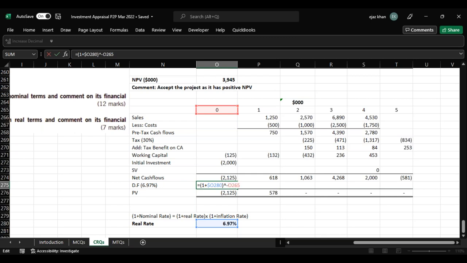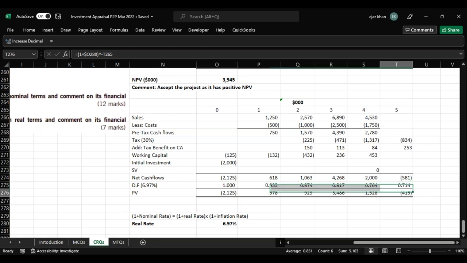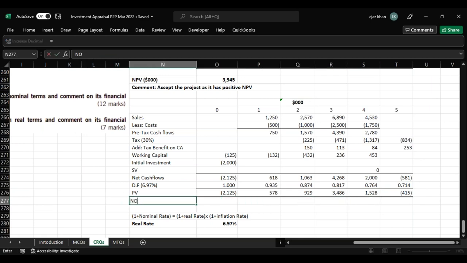Since I haven't put any dollar sign, when I paste this formula to the next cell, it will change from O to P. Here we go. It's P now, since I haven't put any dollar sign. So let me copy it to the next cells, and I'm getting all the discount factors. And now I've got present values as well by simply multiplying these figures. And now let us calculate NPV. 3981. So I hope it's clear now.